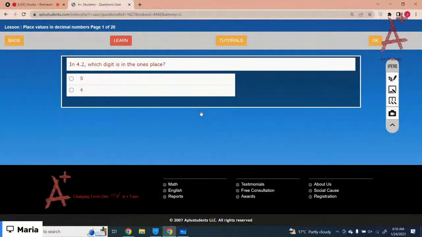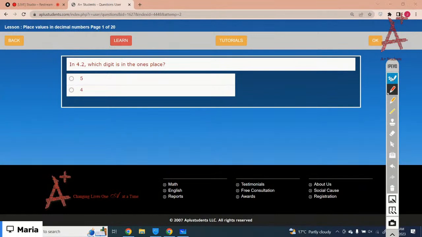Okay, in 4.2, which digit is at the ones place? So which is the correct option? Which digit is at the ones position? Yes, 4 is at the ones position. So the correct option is 4.